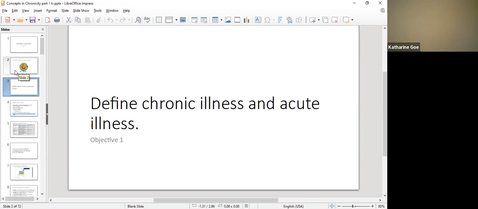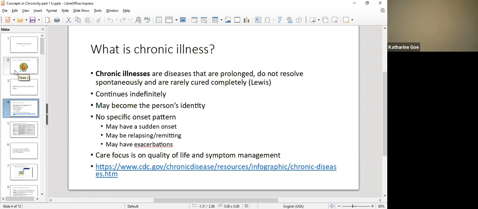So first of all, let's define what a chronic illness is and differentiate that from an acute illness. A chronic illness is a disease that is prolonged, does not resolve spontaneously, and is rarely cured completely. That's according to Lewis.